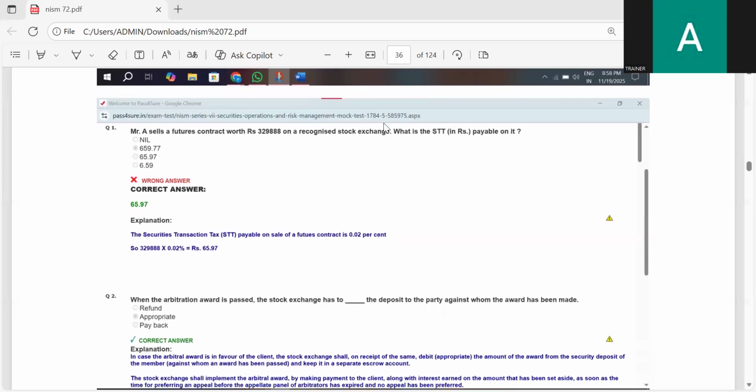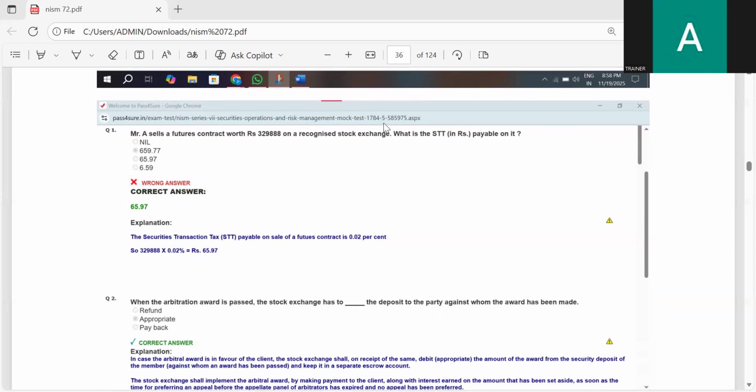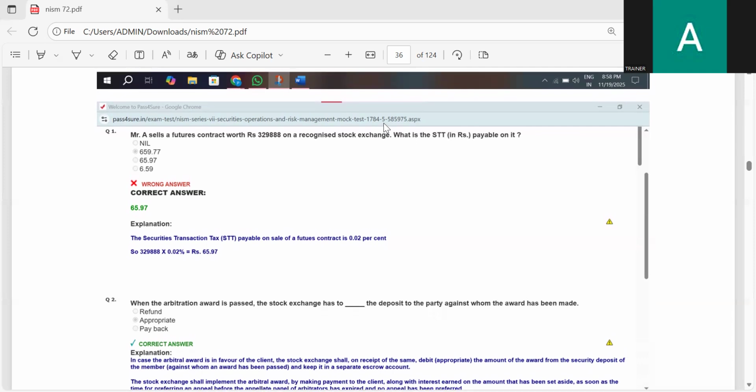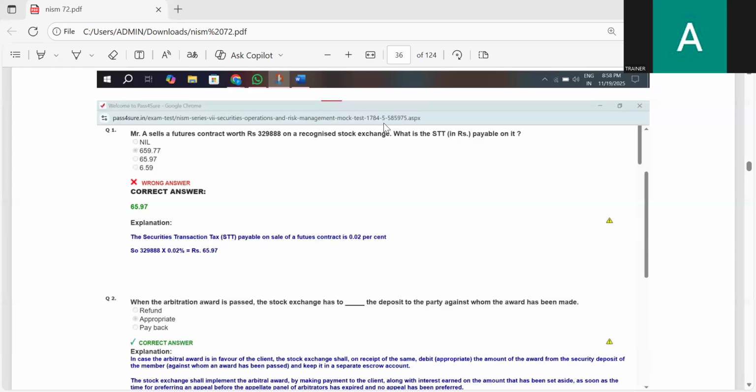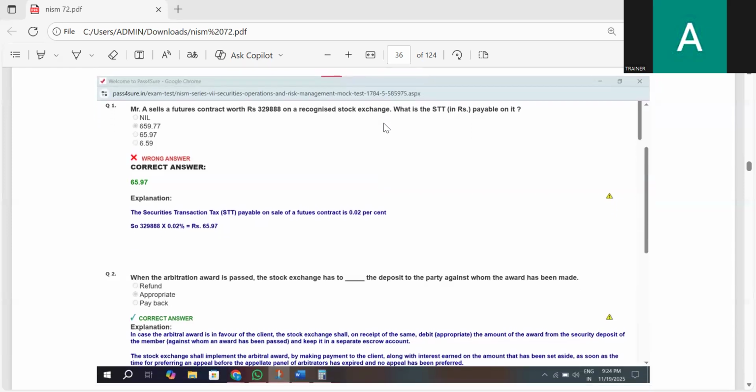A sale of a future contract of worth rupees 3,29,888 on a recognized stock exchange. What is the STT rupees payable on it? Then on future sell contract, the percent of STT is 0.02. Multiply 0.02 with 3,29,888 and you will get 65.97.